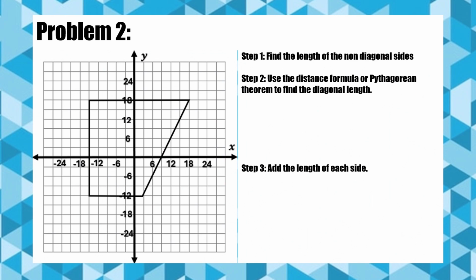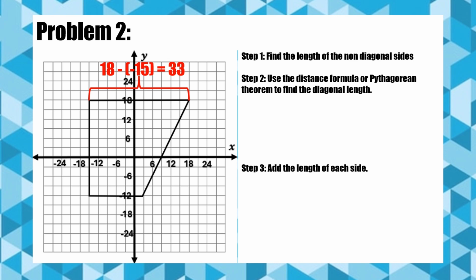For problem 2, once again we will start by finding the length of the sides. We can find the length of the non-diagonal sides by either counting the amount of space from one side to the other and multiplying by the scale, which in this case is 3. The other method will be to subtract coordinates.